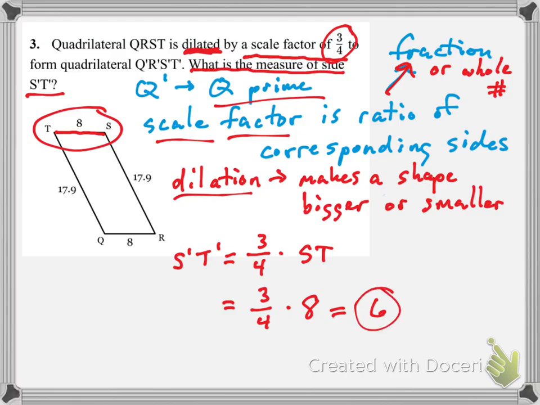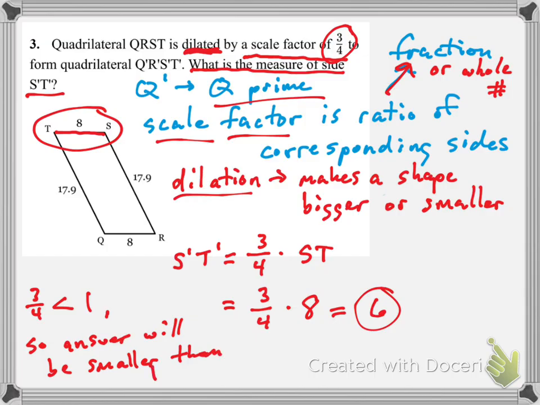By the way, notice 3/4 is less than 1, so your answer will be smaller than the original. Sorry for my chicken scratch. If your scale factor is less than 1, then when you find the measure of a new side, it will be smaller than the original. The new side is 6, the original side is 8, and 6 is less than 8. That's how you know.